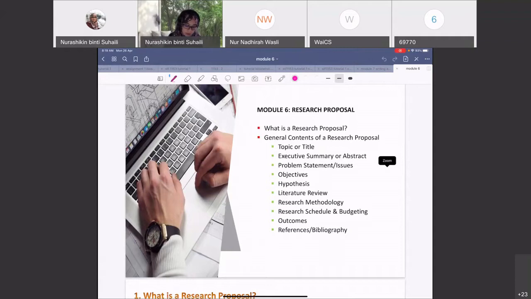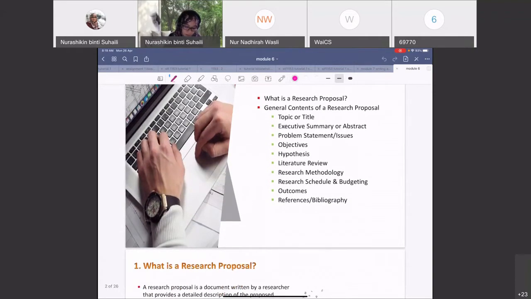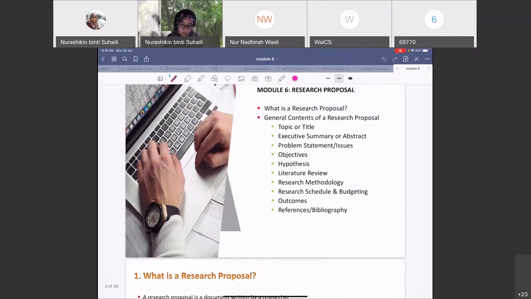You have answered, right? What is a research proposal? And then the main contents of a research proposal: there should be a title or topic, and then the summary or abstract. It's the same thing, but sometimes the terms are used interchangeably. Sometimes people use summary, sometimes abstract, but they refer to the same section. And then the introduction. A summary is not a chapter yet, it's just a section.